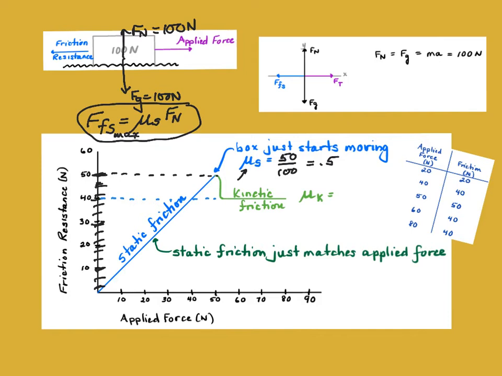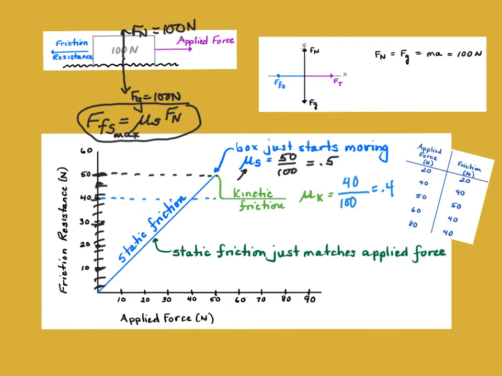So similarly, what would be the coefficient of kinetic or sliding friction? Static friction is the friction that just prevents the box from moving, and kinetic friction is the friction that acts when the box is sliding or moving. So what would that be? What would be the force I had to apply? Or the force of friction was 40 divided by the normal force. So the coefficient of kinetic friction is 0.4.